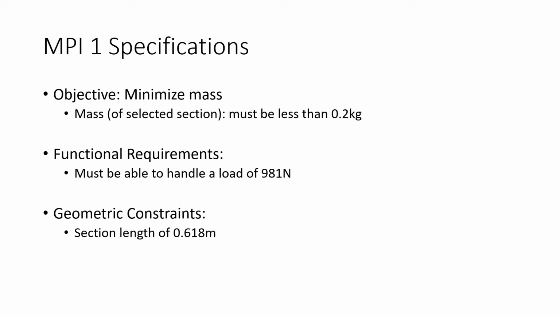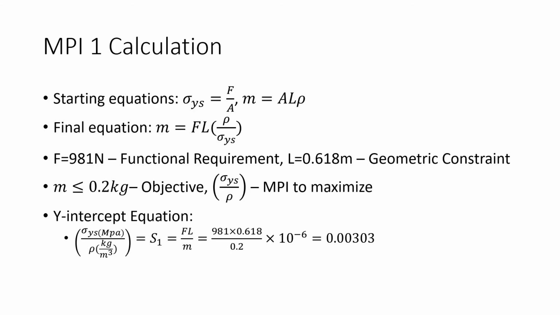As shown on the slide, the objective for this MPI is to minimize mass. The maximum allowable value for mass, as mentioned before, is 0.2 kilograms. The functional requirement for the member is to be able to handle a load of 981 newtons, and the geometric constraint is a length of 0.618 meters. As a result of manipulating equations for yield stress in terms of force and area, as well as mass in terms of area, length, and density, we're able to create a constant from the numerical constraint called S1, which represents the y-intercept of the MPI.